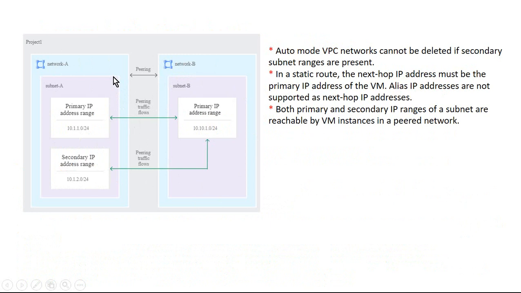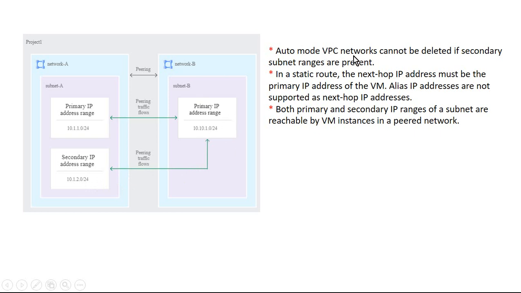In between, we have peered the VPC, and here we have created the IP range also, and here is the primary IP range. So in this subnet, we have both primary and secondary IP addresses, and here is the primary IP range. Here we can use the pod and VM, and this pod will communicate with this VM.